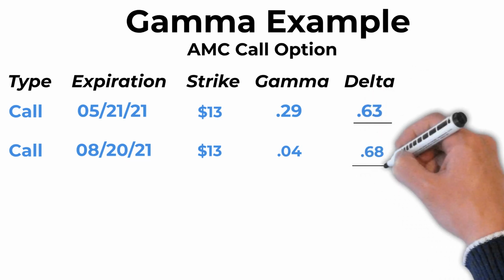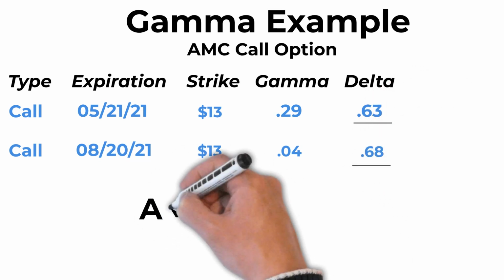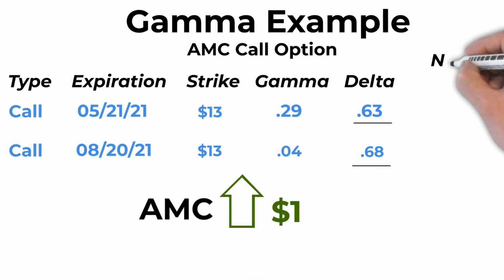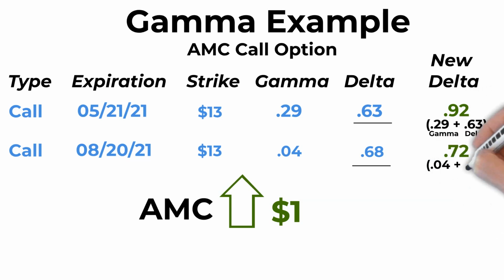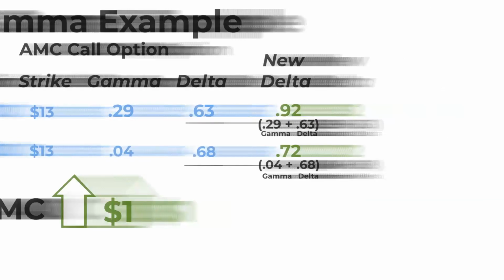While the delta of these options are very similar, if AMC were to go up $1, the gamma tells me that the delta on the May contract will go up to 0.92, while the August contract would only increase to 0.72. If AMC were to go up another $1, your May contract would gain another $92 worth of value, while your August contract would have only gained $72 in value.